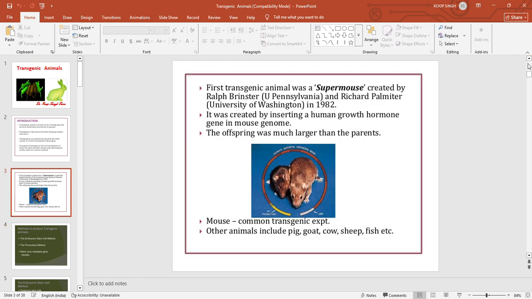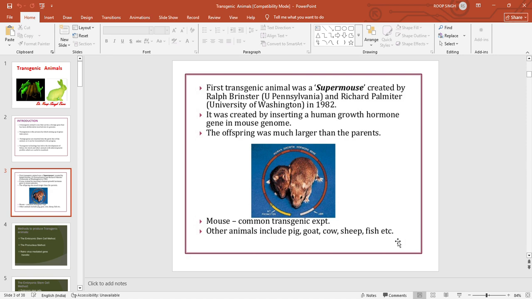The first transgenic animal was a super mouse, which was created by Ralph Brinster from the University of Pennsylvania and Richard Palmiter from the University of Washington in 1982. It was created by inserting a human growth hormone gene into the mouse genome. Because of the overexpression of human growth hormone, the size of the mouse became very large. The offspring was much larger than the parents.